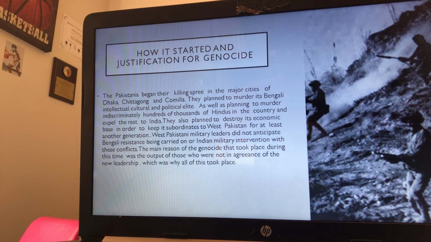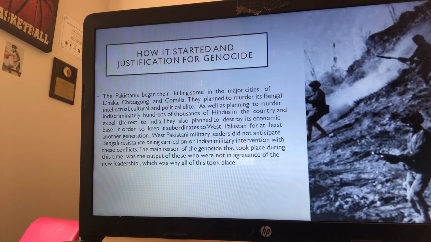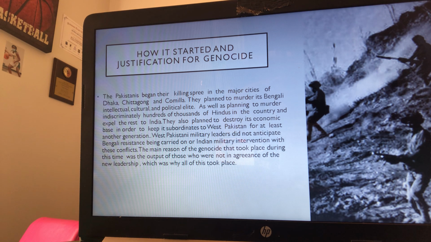They also planned to destroy its economic base in order to keep it subordinate to West Pakistan for at least another generation. West Pakistan military leaders did not anticipate Bengali resistance being carried on or Indian military intervention with these conflicts. The main reason for the genocide that took place during this time was the opposition of those who were not in agreement with the new leadership, which is why all of this took place.